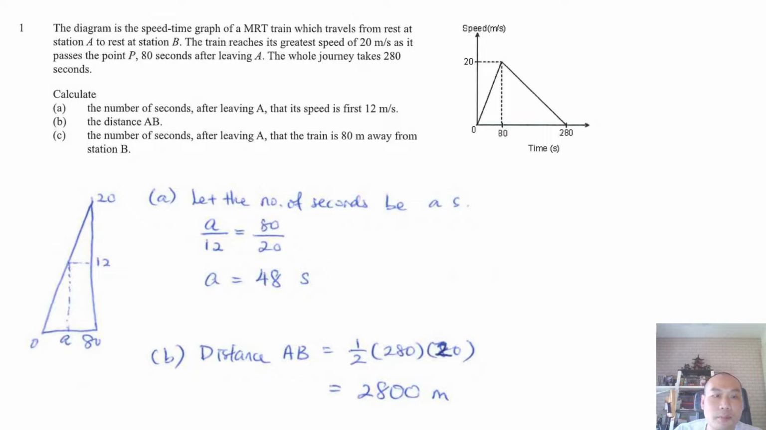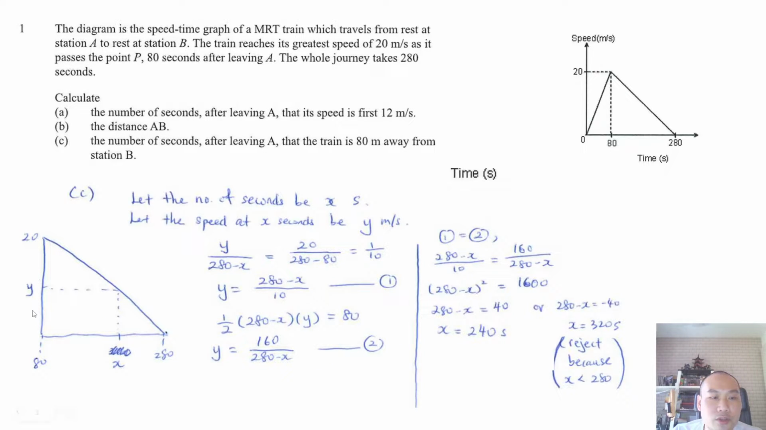So part C. The question asks for the number of seconds after leaving A that the train is 80 meters away from B. So now we are actually working backwards from the end, right? So what is the time that we need to find? So 80 meters from B.